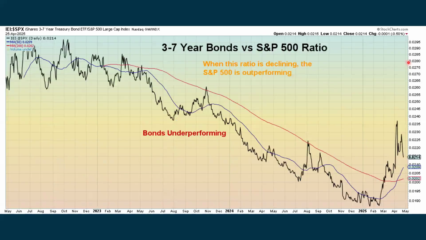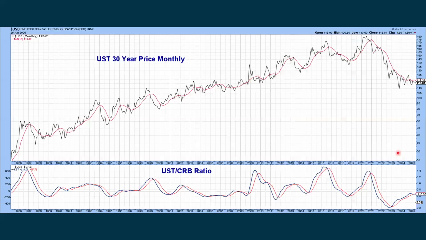And then we look at how bonds are now starting to outperform stocks. These are 3 to 7 year bonds. Now, over the last few years, bonds have been underperforming stocks. Now, it is coming down with this ratio, but for right now, we're in an uptrend showing bonds are outperforming.